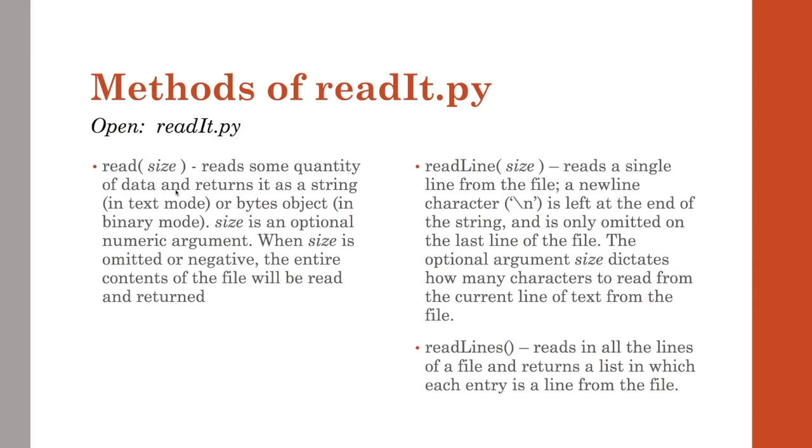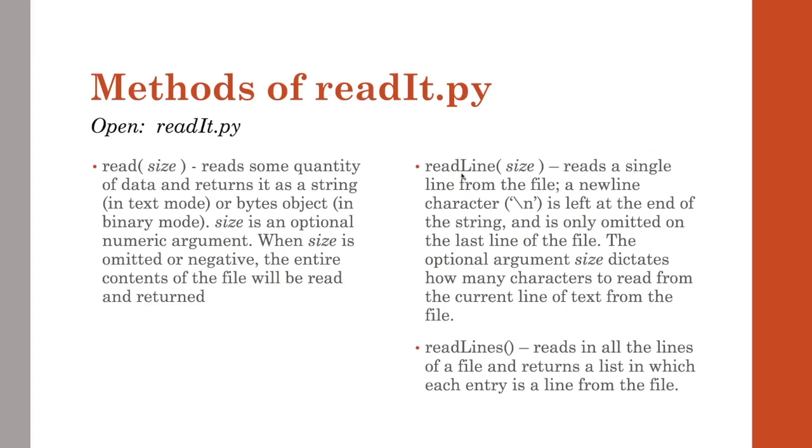Read will read some quantity of data and return it as a string. The size argument will tell us how many characters we'd like to read in from the file. It's an optional argument. If you provide it, say a 5 or something like that, it'll read in 5 characters from the text file. If you don't provide an argument at all, it'll read the entire contents of the file and place it into whatever assignment you have it going into.